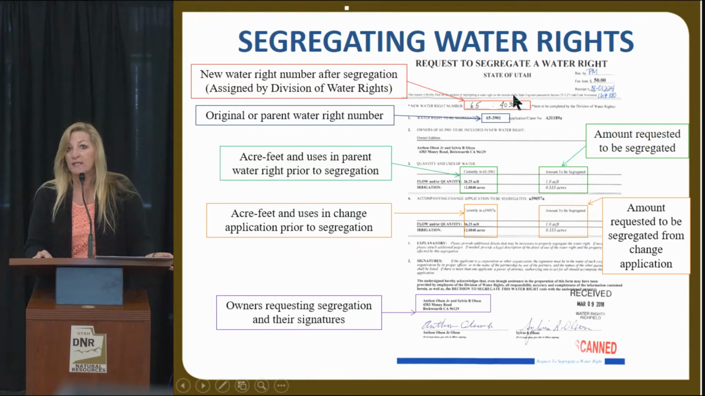This number now is the child water right number. That is your new water right number, and we will fill that out when we process your segregation request. Any questions on segregations? Okay.